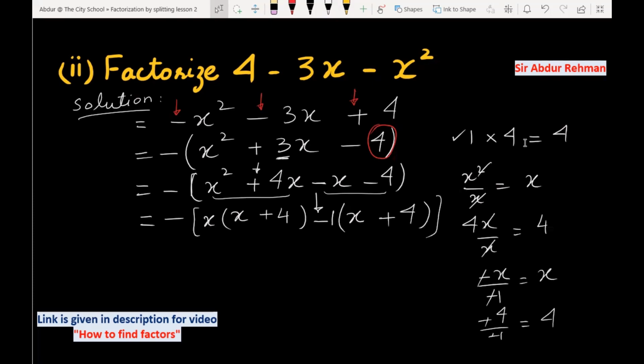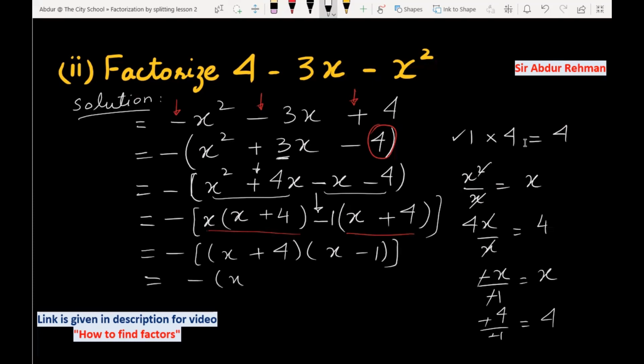It is not the answer, sorry. It is factors. Now there are two terms, and in the two terms, x plus 4 is common here. So minus and x plus 4 is common. The remaining will be x minus 1. Your answer will be minus x plus 4 times x minus 1.